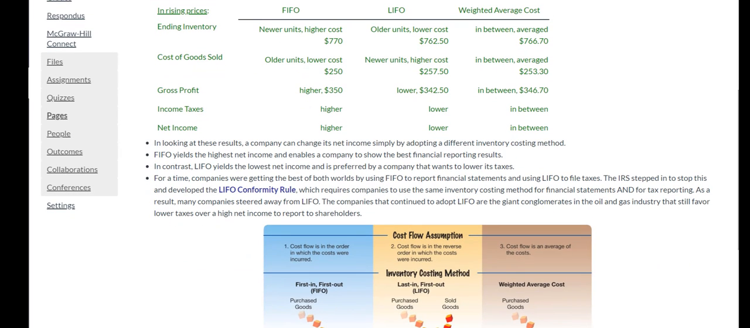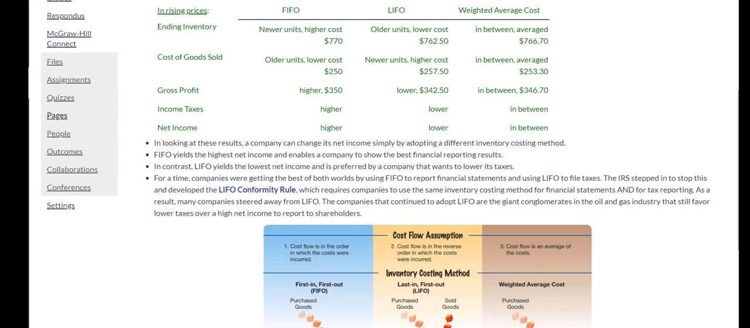In times of rising prices, FIFO will sell or cost out the older units at a lower cost, leaving the newer units at a higher cost in ending inventory. This is in contrast to LIFO, which costs out the newer units at a higher cost and retains the older, lower cost units in ending inventory. The weighted average cost method, by nature, is an average of the FIFO and LIFO methods.